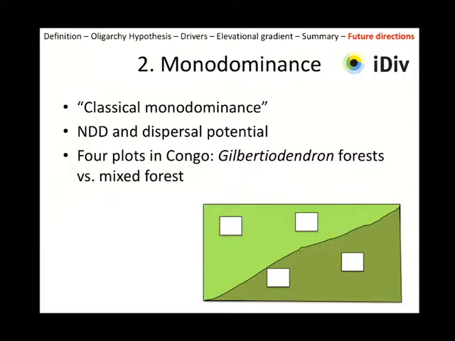What is interesting here is that the species from the mixed forest occur also in the Gilbertiodendron forest. They can reproduce and grow there. And Gilbertiodendron appears also in the mixed matrix. So we have a pool of species. We can evaluate the dynamics of these species in two different forest types.